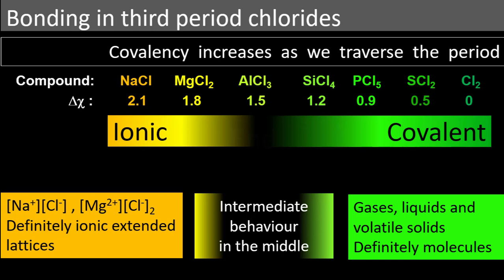In other solvents, it can look a bit more molecular with the AlCl3 and Al2Cl6 species. This is what intermediate behaviour looks like, and it's pretty common. And we need to be aware that simple ionic models of bonding and simple covalent models of bonding may not be enough.